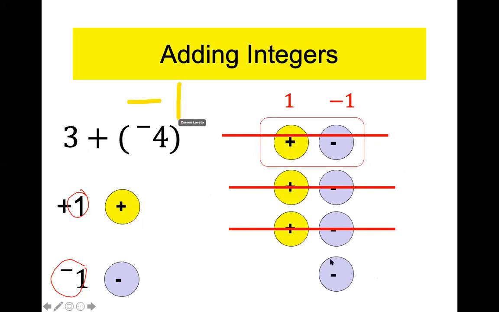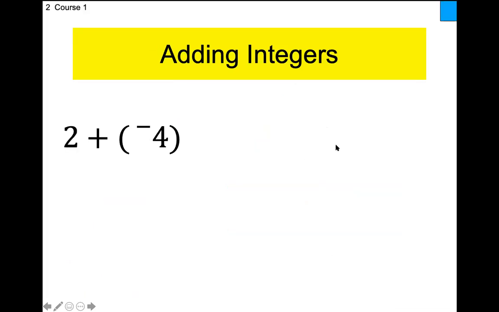But it's a negative coin here. So therefore it's -1. So this coin method allowed us to wrap our heads around what's actually going on here. All right, let's do one together. Write this down on a piece of paper for me: 2 plus -4, and we'll use the coin method to find the answer.